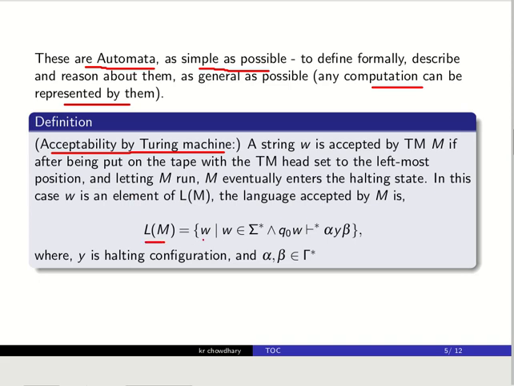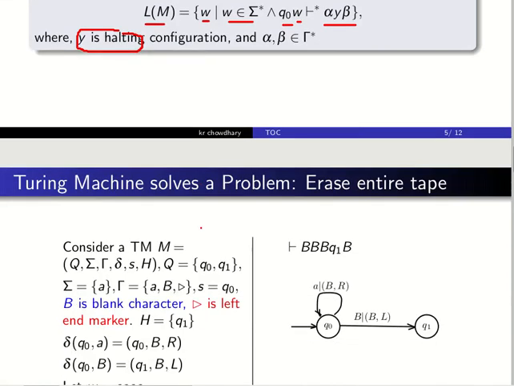So language consists of all the strings W such that W belongs to sigma star. Beginning in your state Q0, W is on the tape and Q0 is pointing to the first symbol of W. That is, the head is pointing to the first symbol of W. And there are a number of moves so that finally you reach this configuration, and Y is a halting state. The same definition we have given earlier also. It is just a repetition.